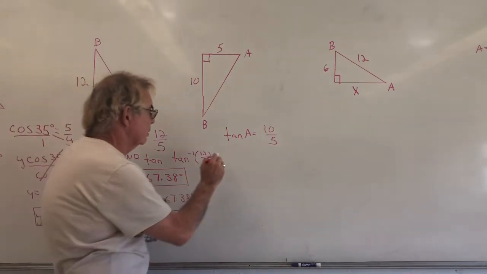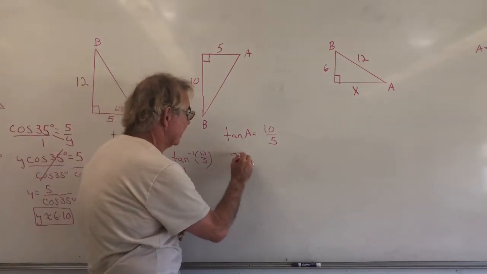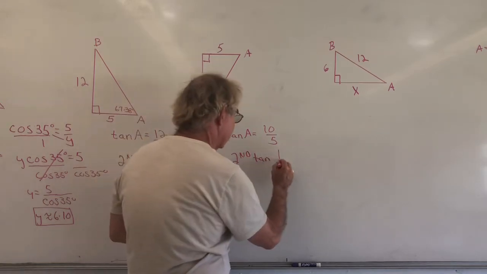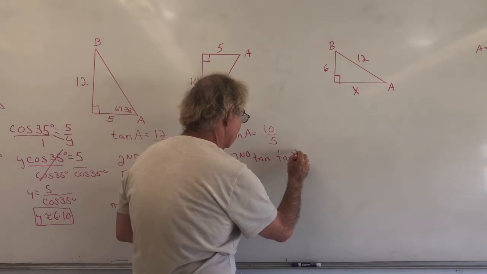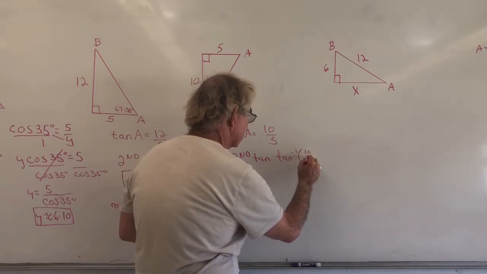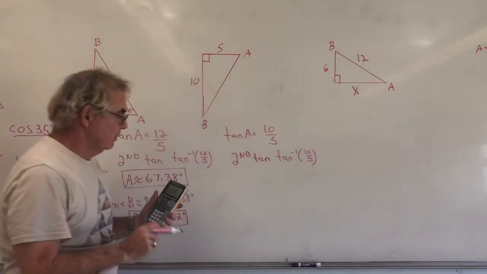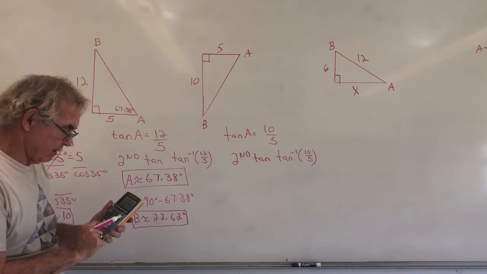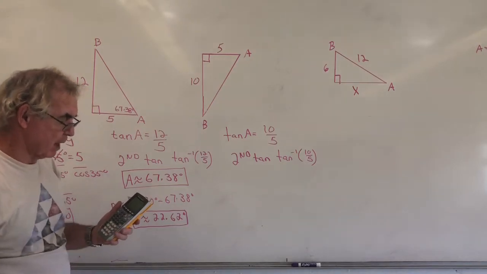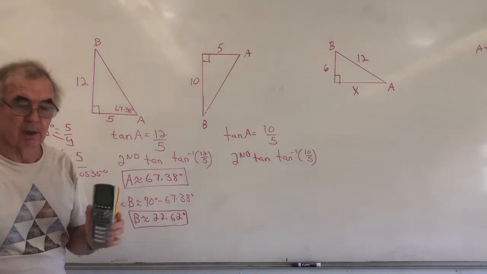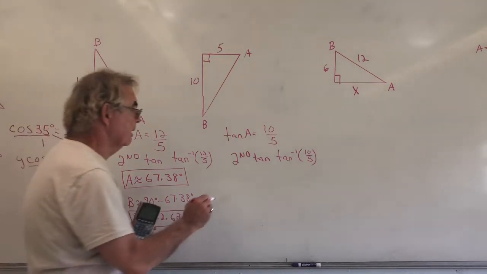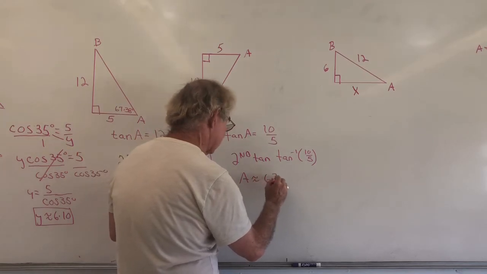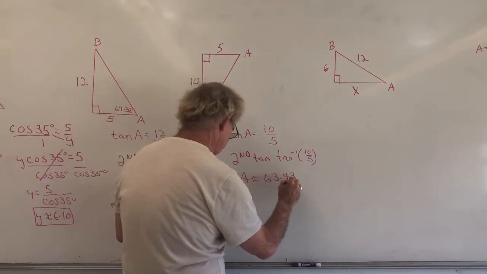Now, on your calculator, you hit second tan, and that'll appear to be the inverse tangent. And you'll learn to call that possibly the arctangent. So you hit second tan of 10 divided by 5, and you'll get approximately 63.43. So angle A will be approximately 63.43 degrees.